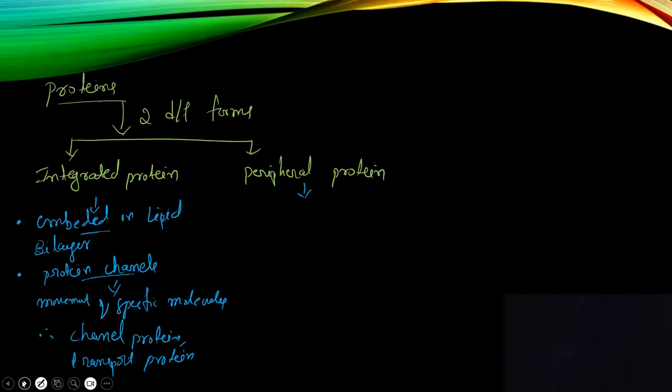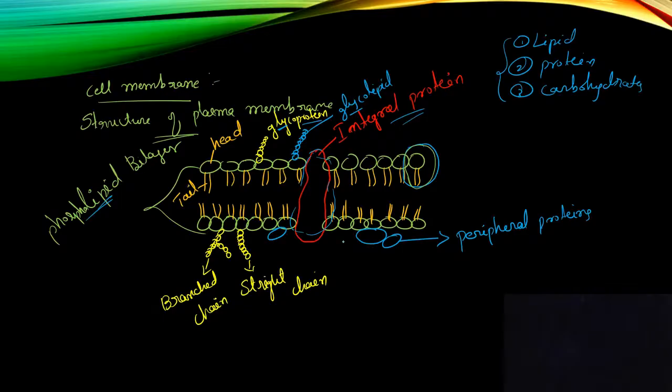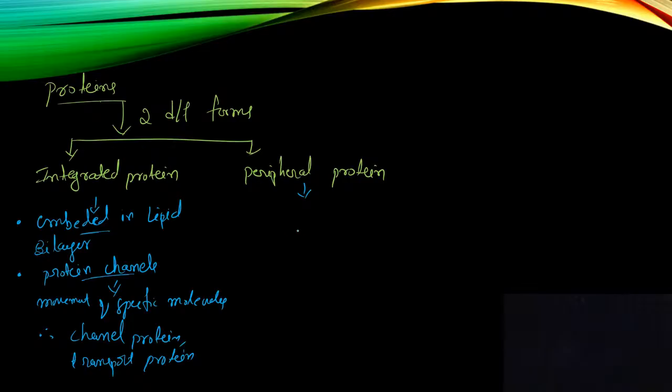The next one is a peripheral protein. The peripheral protein, you can observe in the diagram here, this is a peripheral protein. Only a little portion of this protein is embedded in the lipid bilayer, or maybe it is completely outside of the lipid bilayer. They are situated outside the lipid bilayer. Peripheral means outside, or towards the outside. Hence it is called peripheral protein.